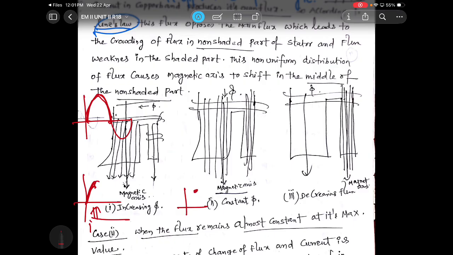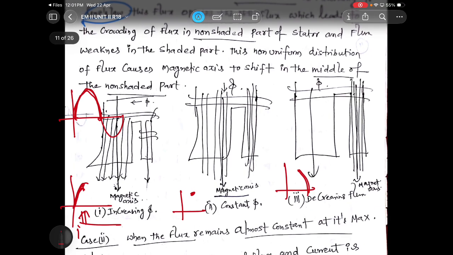Or at the constant. How will the shaded coil respond? The third case is when the current is decreasing. How will the shaded coil respond when the current is decreasing? We'll try to see this simply with the Lenz's law concept here.